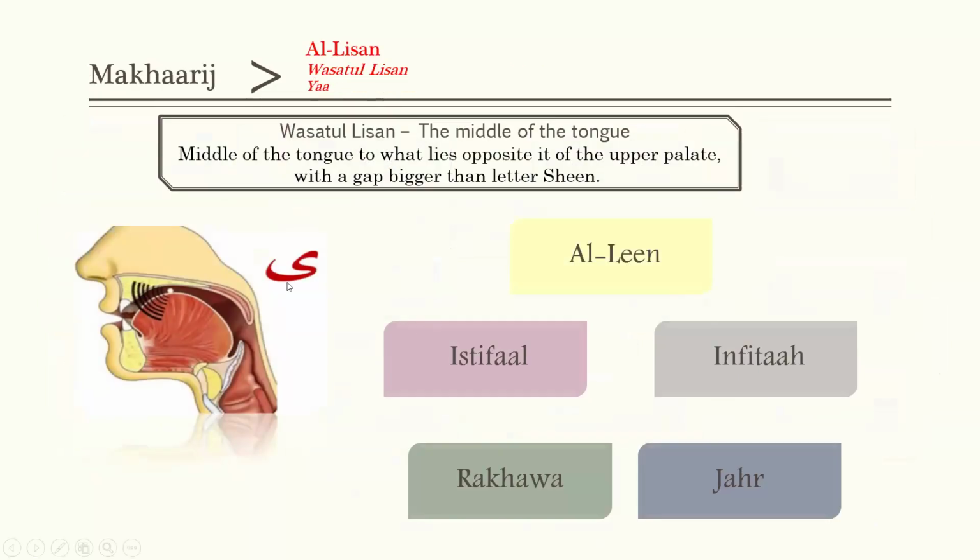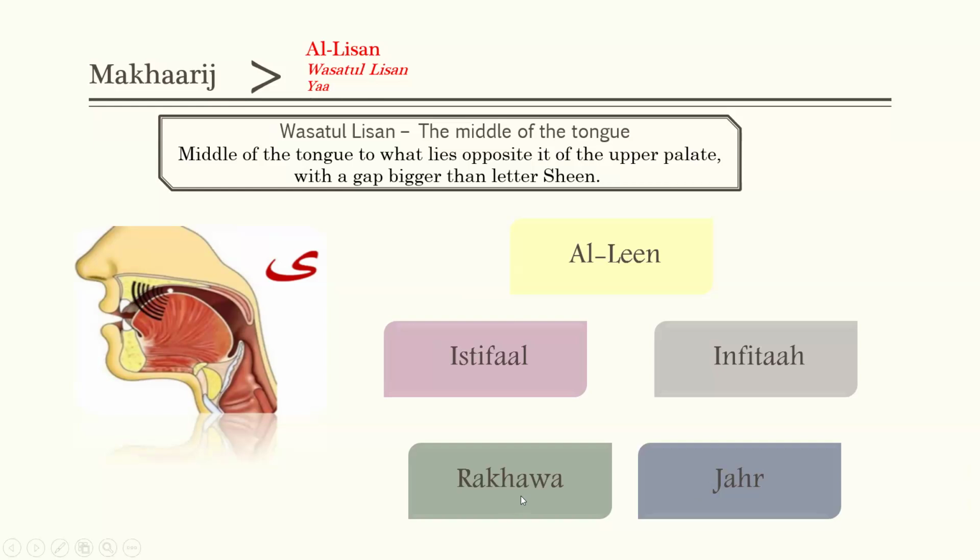So yeah, with the bigger gap than the letter sheen. And it's a jahr letter. That means even though the two articulation points don't collide, there's that coming of the articulation points closer together, it has strength in it. So you need to master how close the two articulation points need to come. There is strength. It is strong enough for the vocal cords to close, so there is no air in the ya.